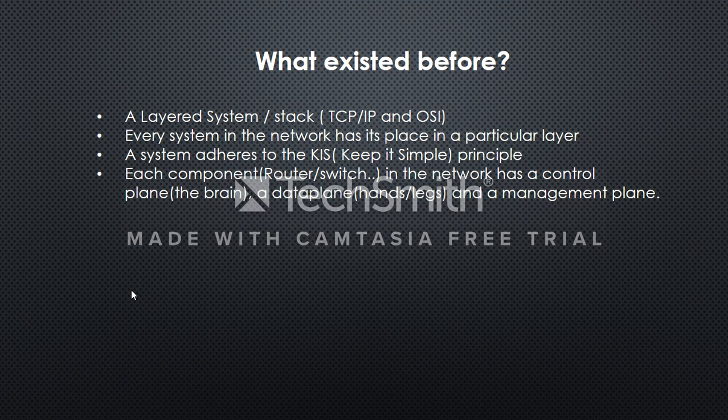Number two, every node or every system in this network has a particular place in a particular layer of the stack I had mentioned, that is the TCP/IP stack. What I mean to say is, a router essentially operates at layer 3 of the TCP/IP stack. A switch operates at layer 2. That is, a router routes, that is forwards, based on the layer 3 header of the packet, and a switch switches, that is forwards, based on the layer 2 header of the packet.